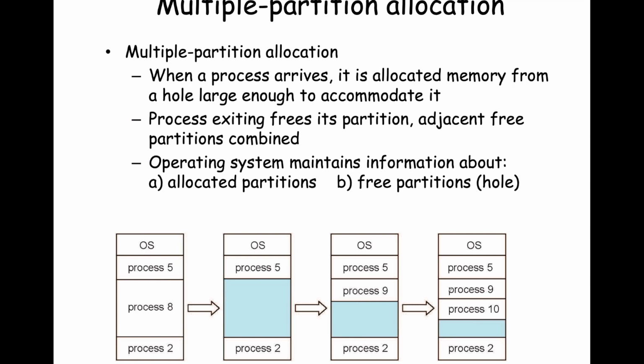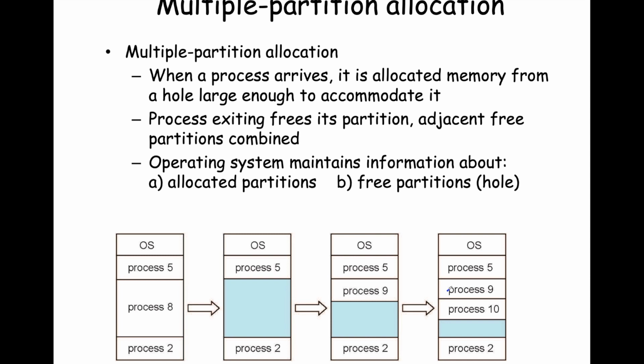And so when a process arrives, it's allocated memory, and it only considers a hole that's large enough to accommodate it. And this process, when it exits, it frees up its partition, making it available for other new processes that arrive that want to either come from swap or come from the disk drive to start being scheduled, added to the ready queue. It's now available, these holes, to be allocated to some other process. And so the operating system maintains two pieces of information: a list of all the allocated partitions and a list of all the holes, your free partitions.